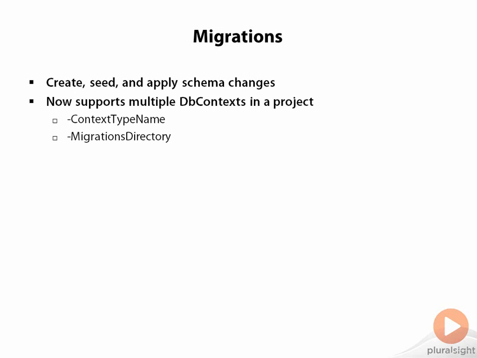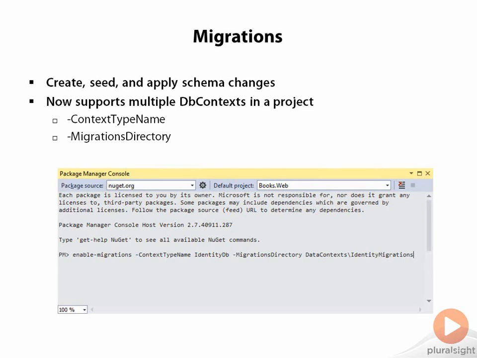One of the new features for this version of the Entity Framework is the ability to work with multiple DB contexts in the same project that point to the same database and all require some migrations. This is done with a few switches that you apply to the migration commands. There's a -ContextTypeName switch to locate the DB context you want to create migrations for, and also a switch to control the directory where the migrations code will live in your project.